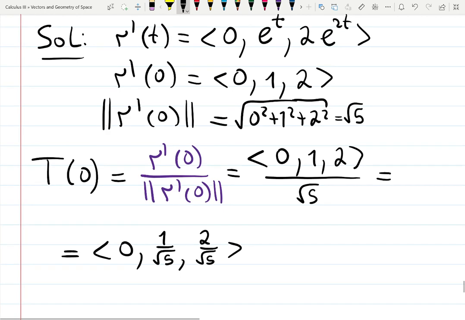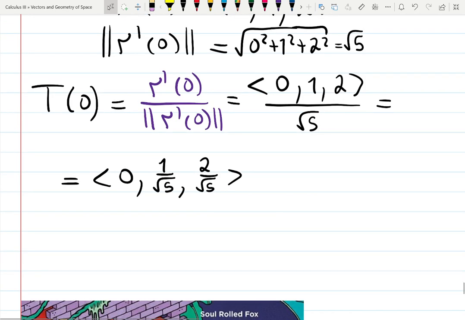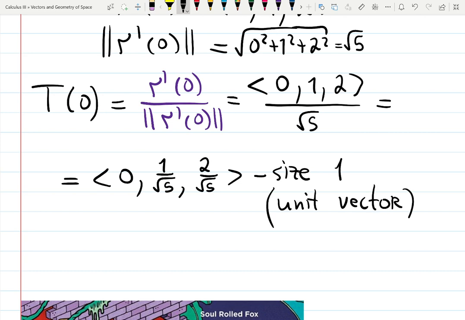This is an important vector. This vector shows you the steepness of the curve. It has size 1. We can check it actually if we want. We can check that the size of this vector is 1. It's a unit vector. If you take squares of each and add up together, inside the square root should give you 1. But this is the tangent vector, shows you the steepness.